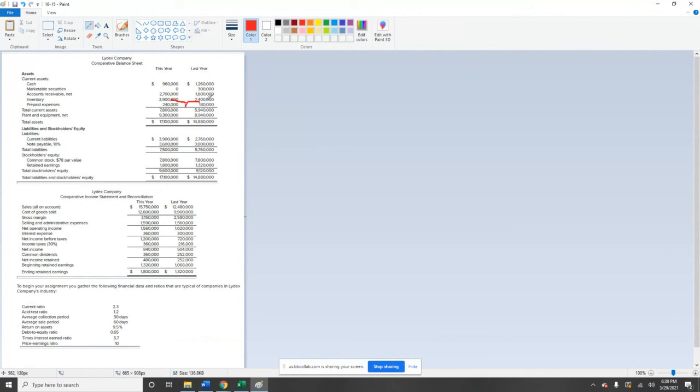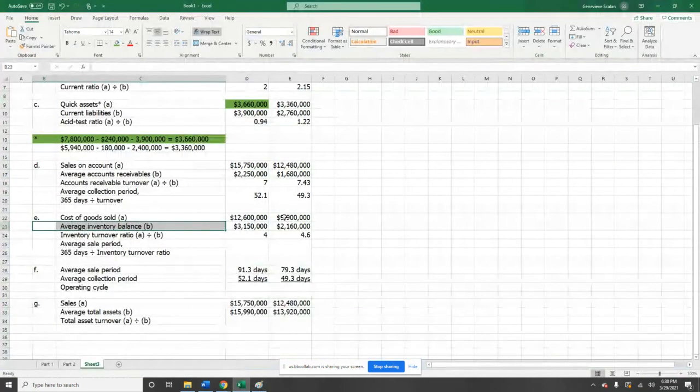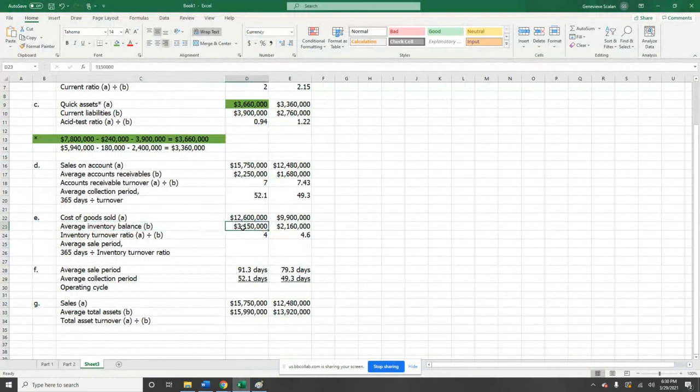This plus this and divide it by 2. Then this plus the one they give me. So in that problem, it tells me accounts receivable at the beginning of last year was 1,560,000. So 2,000,004 plus 1,560 divided by 2, right? So you get your average inventory, which turned out to be 3.15 million and 2.16 million.